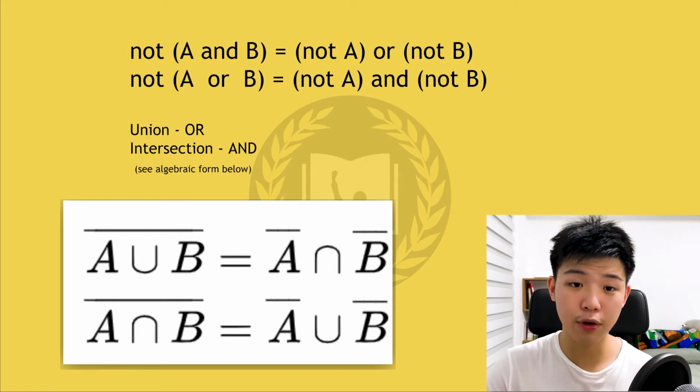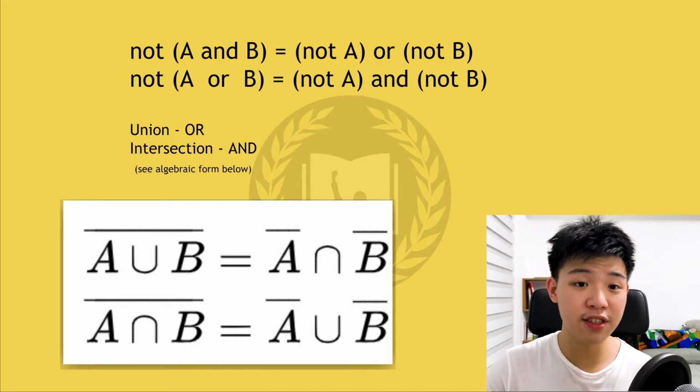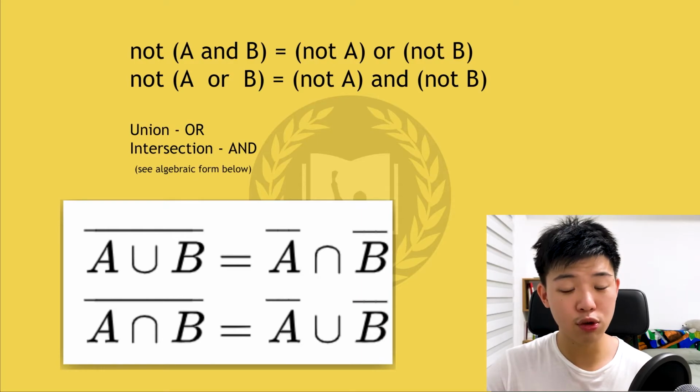If I say that I have apples but not oranges, only one of them has to be true for me to get what I want. Therefore, true or false is equal to true, and not true is equal to false. So the left side of the statement is false. And therefore, false is equal to not true and not false. Not true is false, and not false is true.